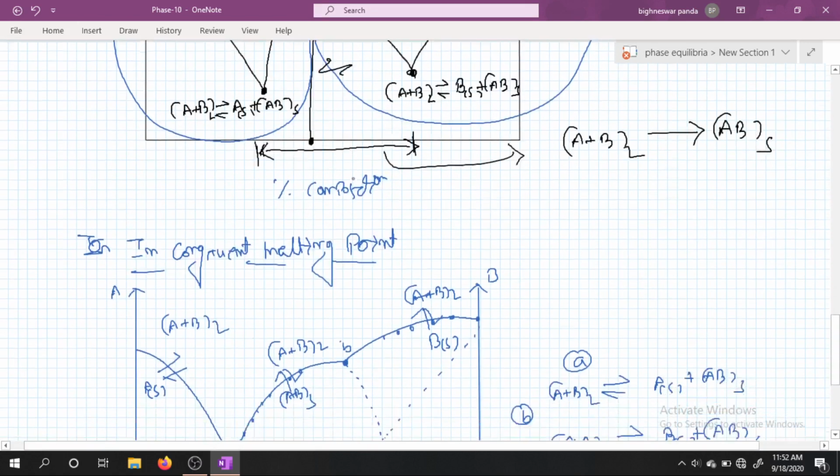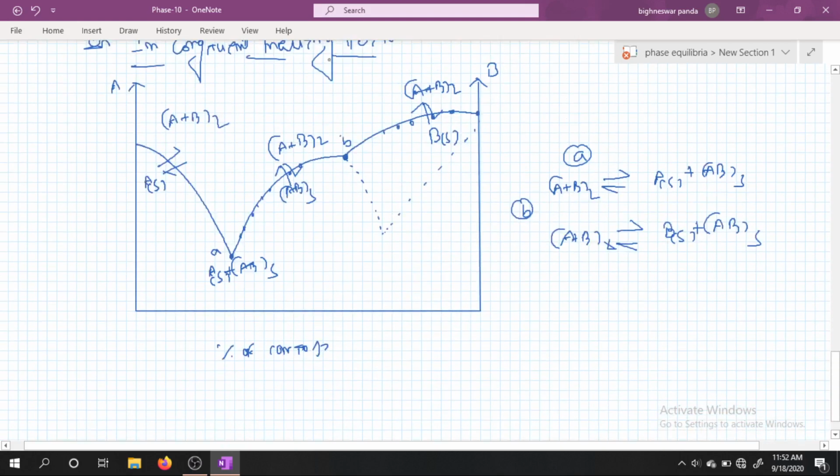But at this point in this curve, here A plus B liquid is in equilibrium with B solid. So no eutectic point results here, and this point is called incongruent melting.